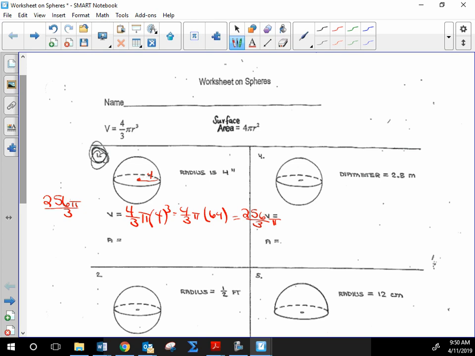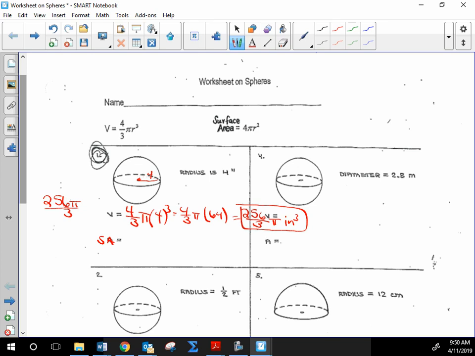What are our units for this? Inches cubed. Good. Questions with that? So again, it's just plugging and chugging. All right, so now our surface area. I personally think it should be written as SA. I think it's better to do that.